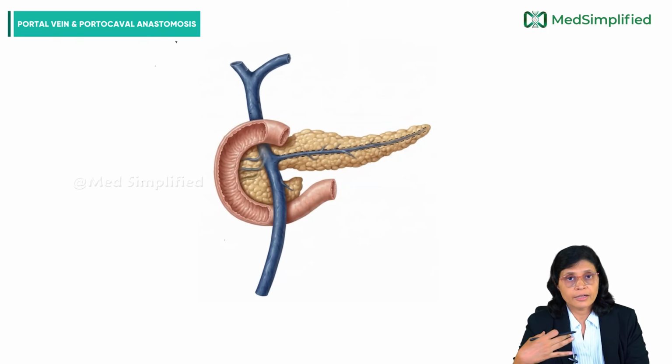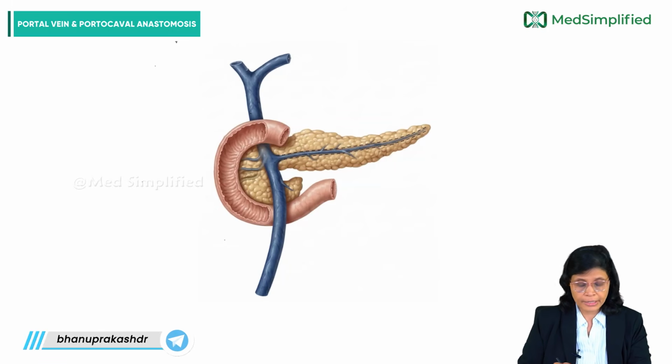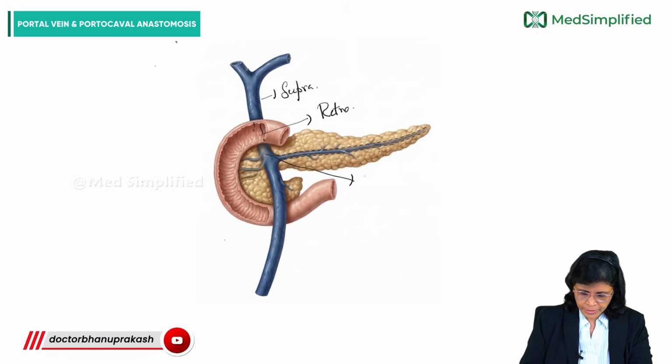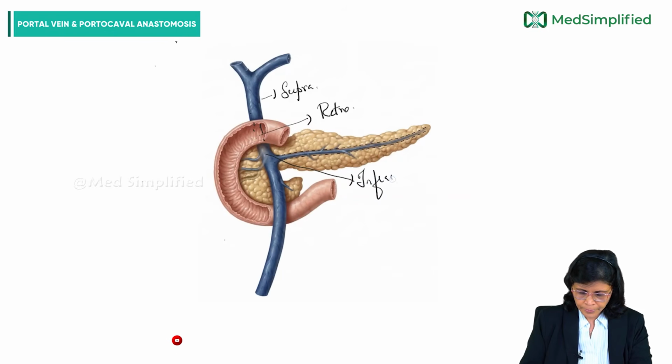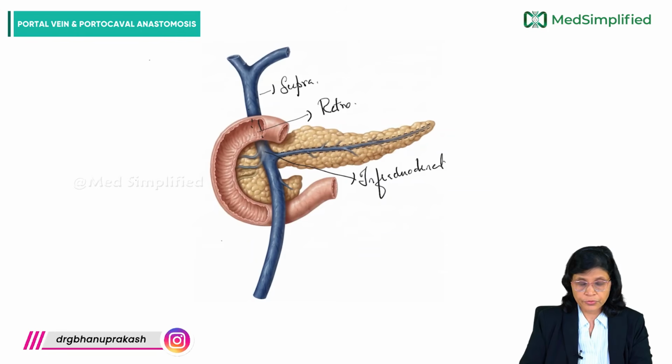One is the extrahepatic, another one is the intrahepatic. And when we see the extrahepatic part, it has three portions, that is the infraduodenal, the retroduodenal and the supraduodenal. So this is the supraduodenal. This is the retroduodenal portion here. And here will be the infraduodenal. So these three portions form the extrahepatic part of the portal vein.